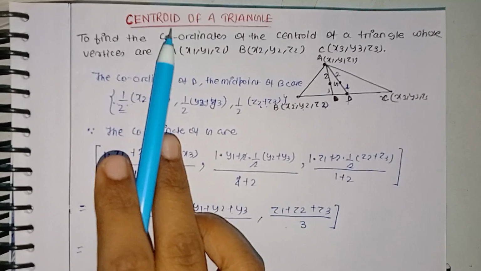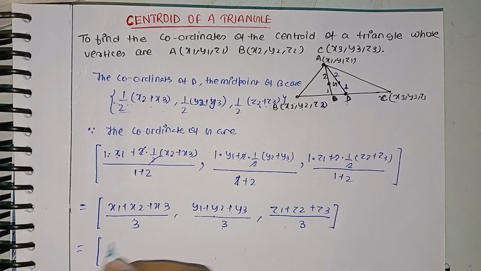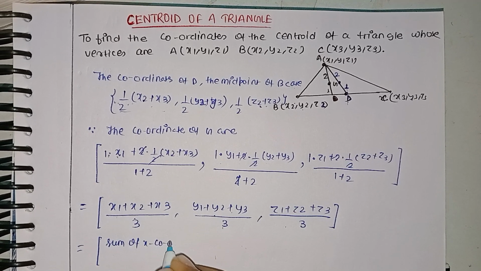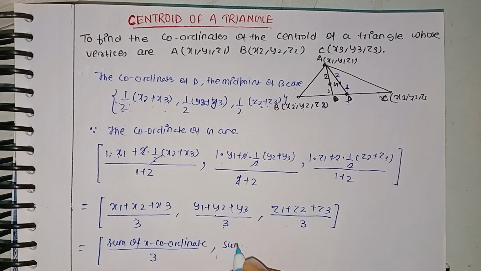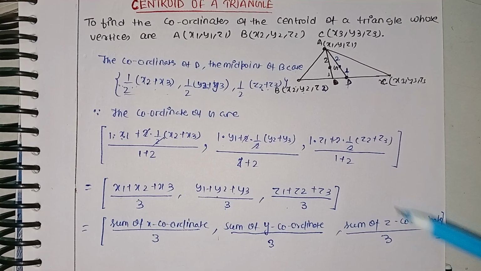From this we can write the centroid. We have to find the centroid of a triangle: we take the sum of the x coordinates, which is divided by 3. Similarly, the sum of the y coordinates. So this is the required formula.